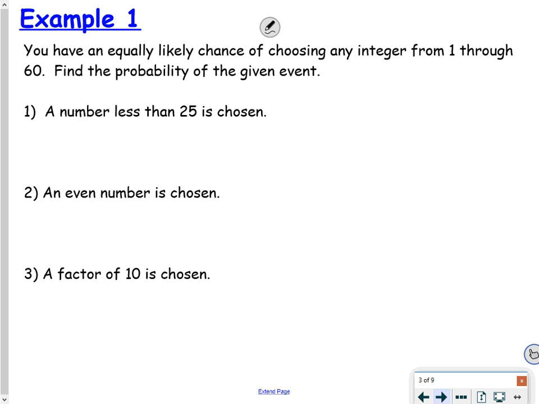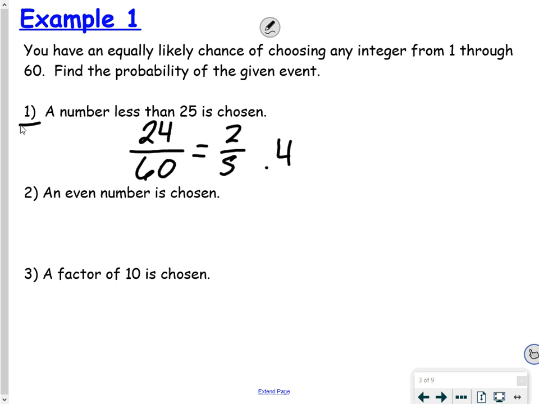All right, so in example 1, we have an equally likely chance of choosing any integer from 1 through 60. We want to find the probability, in case 1, of a number less than 25 being chosen. All right, so we have to figure out how many numbers are there that are less than 25. That'd be 24, 1 through 24. And then out of the total amount of possible outcomes, which would be 60 different numbers, 1 through 60. All right, so we would simplify that. We get 2/5, which would be 0.4, or 40%.